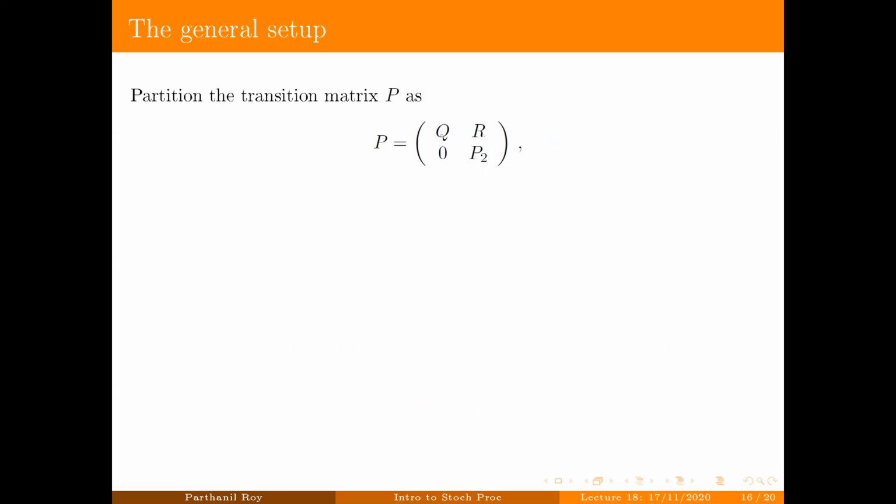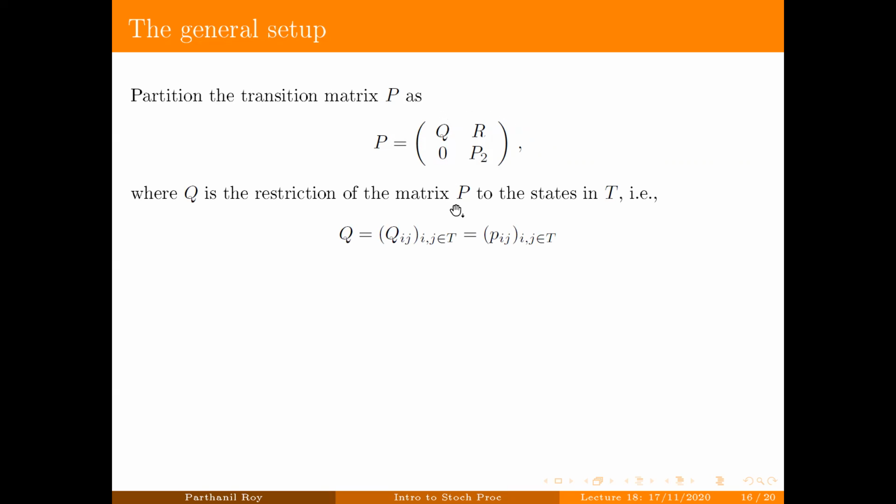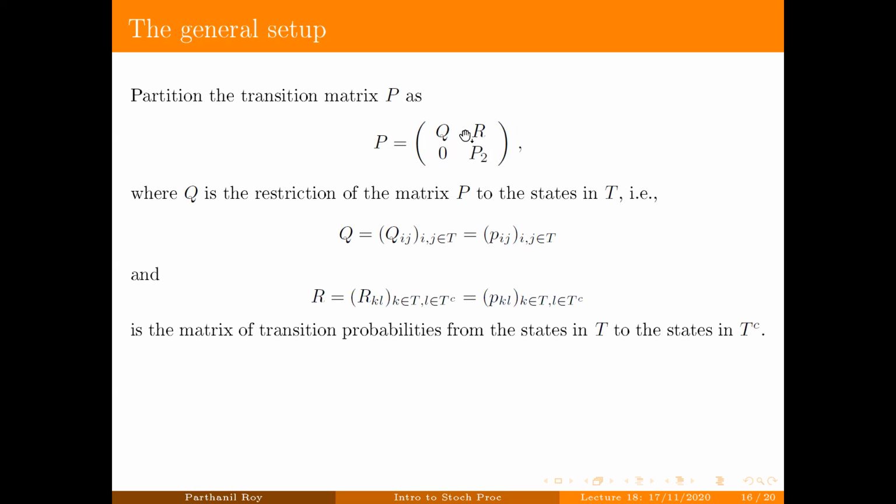What we will do is partition this transition matrix P as this, where Q is essentially the restriction of P to the transient states. So this means Q_ij is just P_ij, with i and j running over T. That's all. On the other hand, this matrix R contains the transitions from transient states to recurrent states. These are the first order transition probabilities P_kl, where k is a transient state and l is a recurrent state.